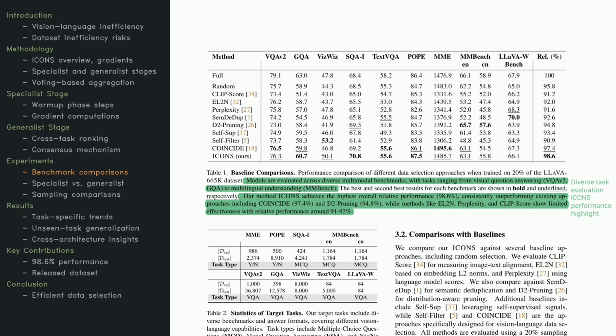They also compare Icons to approaches like COINCIDE and D2 pruning, and Icons outperforms them. This shows how well it generalizes across tasks and keeps high quality despite the reduced dataset size. The section also gives details on the task types and dataset sizes, showing that Icons can handle various scenarios effectively.